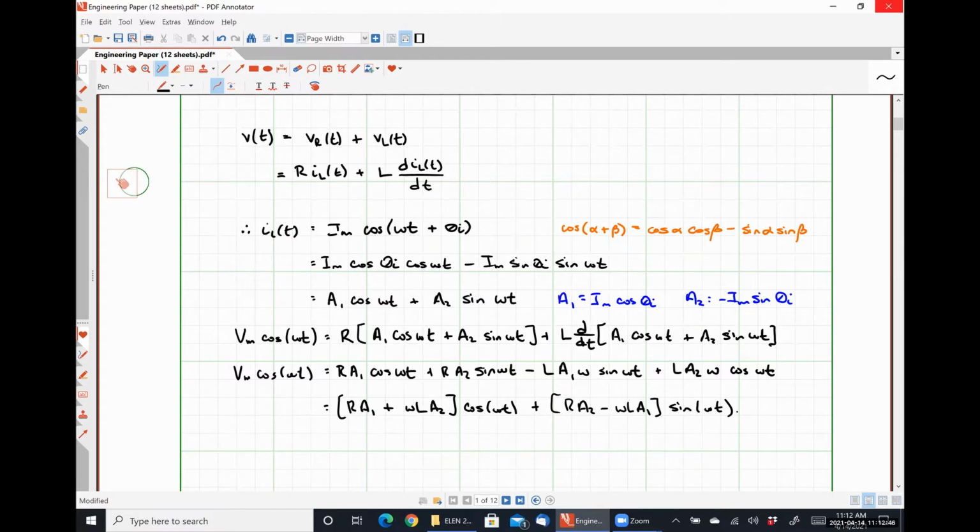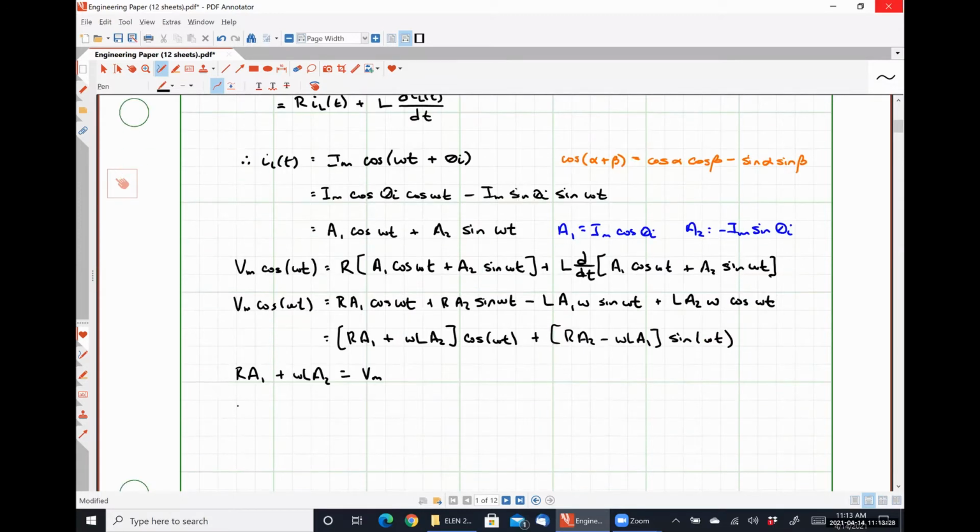So for example, on the left-hand side of my equal sign, I have the quantity Vm times cosine omega t. And on the right-hand side, I have a quantity R times A1 plus omega L times A2 cosine omega t. So that means that Vm has to be exactly equal to R times A1 plus omega L times A2, okay? So I can say R A1 plus omega L A2 is equal to Vm.